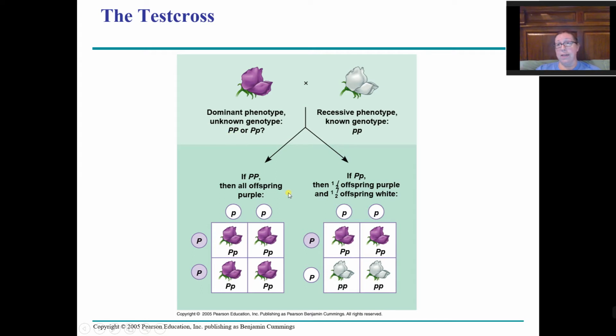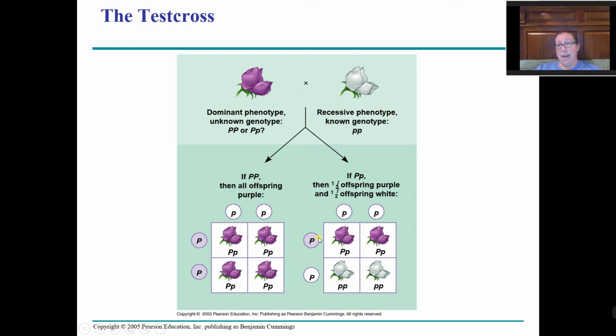Now, let's say that he had done this for that parent generation and he crossed with the purple, okay? And he had gotten a 50-50, okay? Well, if he had seen 50-50, then mom would have been a heterozygote, okay?